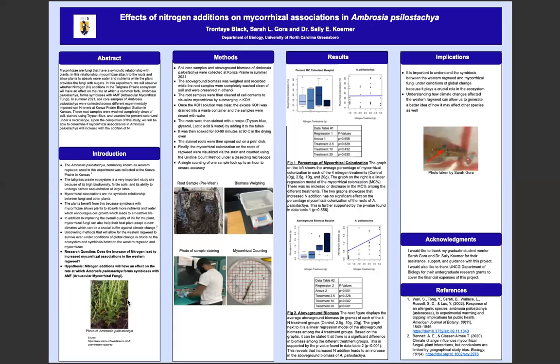The roots were then stained with a recipe consisting of Trypan Blue, glycerol, lactic acid, and water, and added to test tubes. They were then soaked for 60 to 90 minutes at 90 degrees Celsius in the drying oven. The stained roots were then spread out on a petri dish and visualized and counted using the grid line count method under a dissecting microscope.